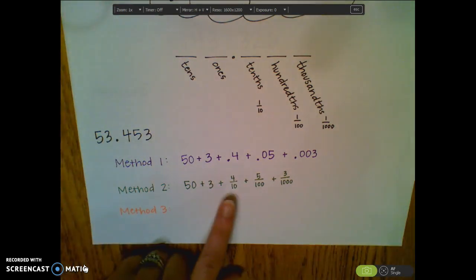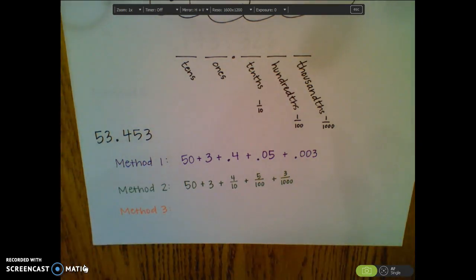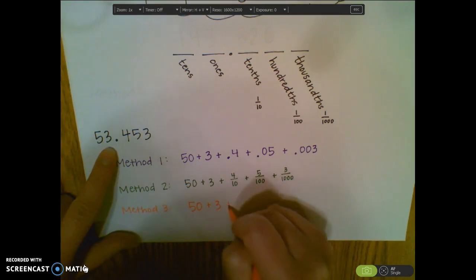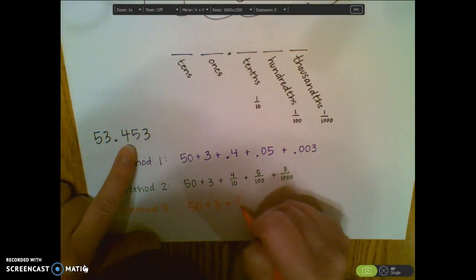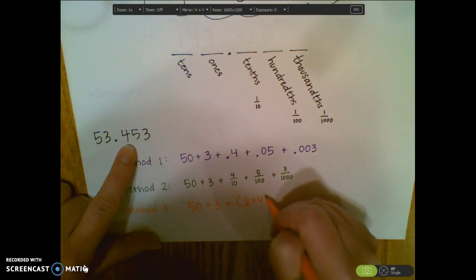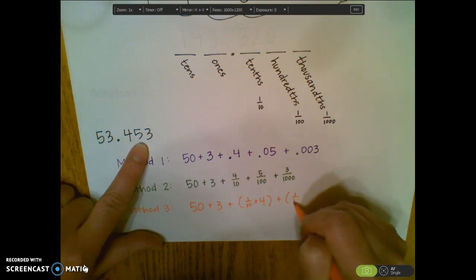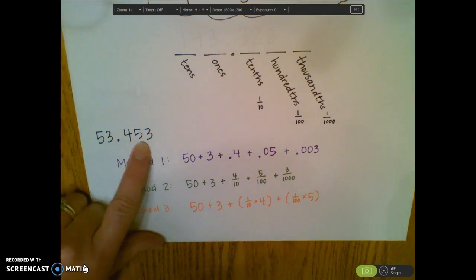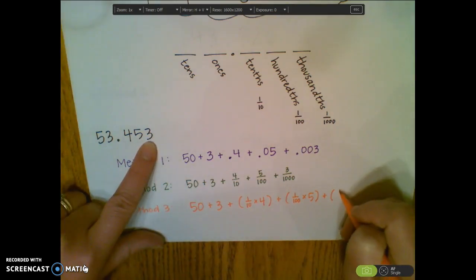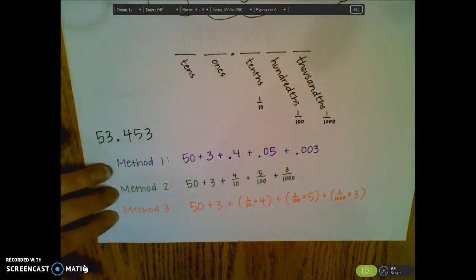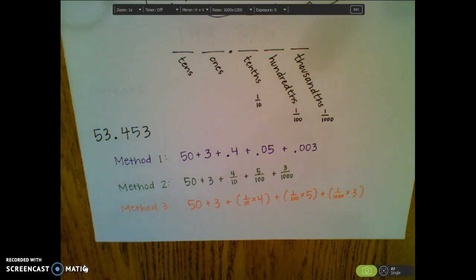Now for the last method, I'm using a combination of fractions and multiplication, and we'll use some parentheses to show the order of groupings for order of operations. Again, I'm starting with my whole number, so I don't need to change anything here: 50 plus 3. But now I can show this 4 tenths as 1/10 times 4. Now the 5, I can show as 1/100 times 5. And then I can show this 3 as 1/1,000 times 3. Okay, so those are three different ways that I can show my expanded notation with decimals.